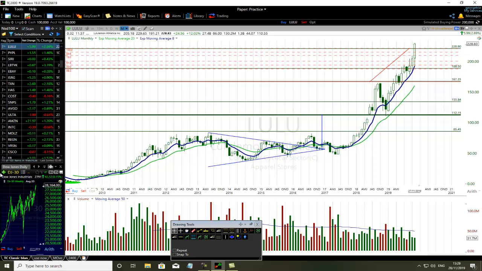Now, the financial instrument that we are analyzing today is Lululemon. This is true, that's the name though. Lululemon Athletica Incorporated. So the EPIC is LULU, Lima Uniform, listed on the NASDAQ 100.